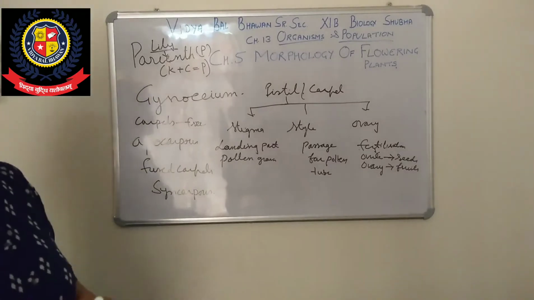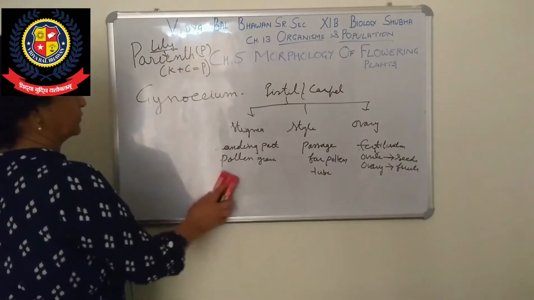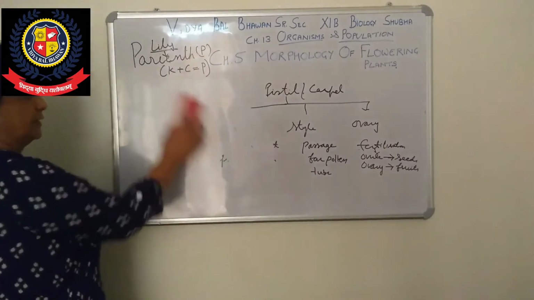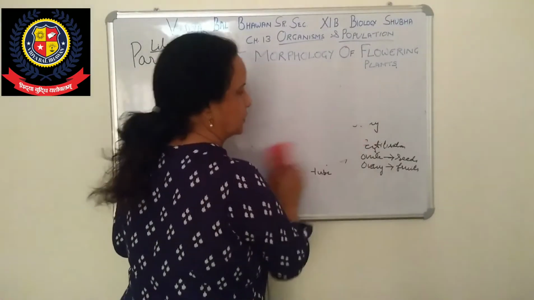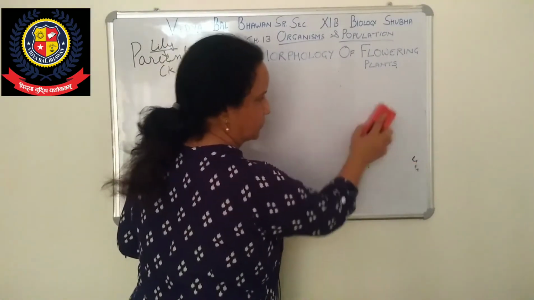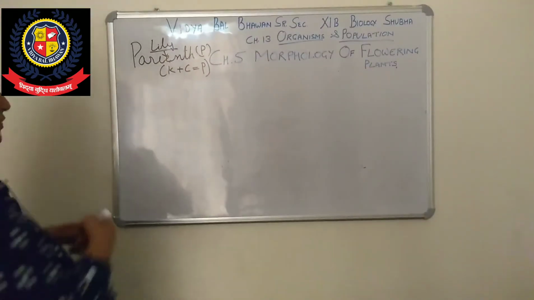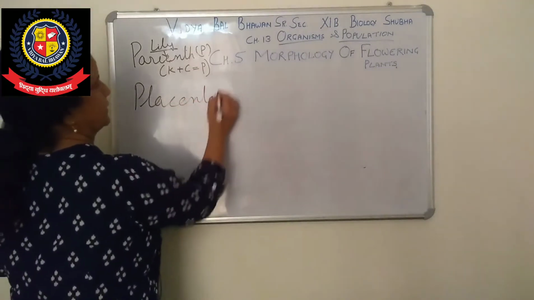One more term is there: placentation. Just as we have seen inflorescence, the arrangement of flowers on the axis, and second, estivation, the arrangement of petals and sepals, the next part is placentation. Placenta, have you heard about placentation?